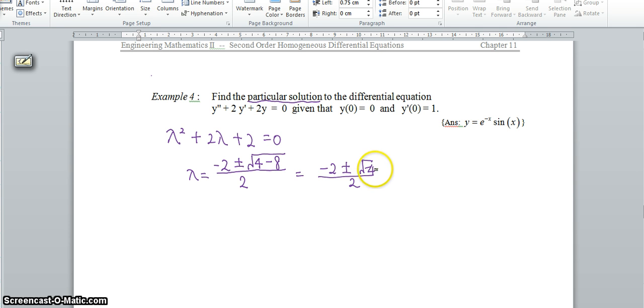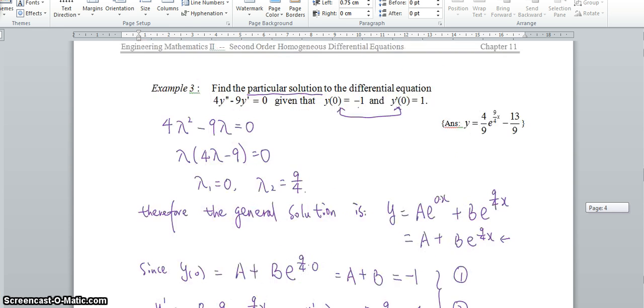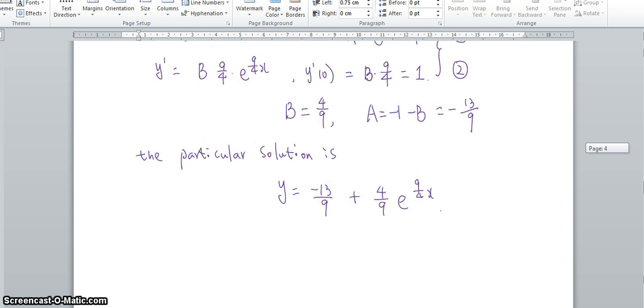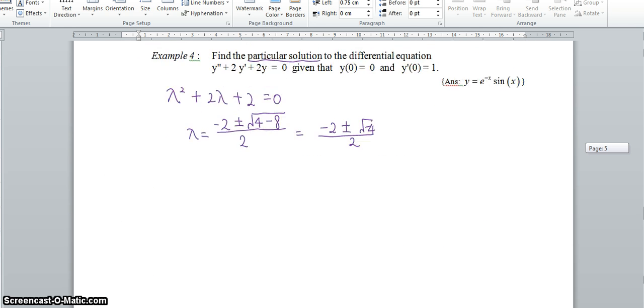Well, you see a negative value here, so I hope this reminds you that we are actually dealing with case 3, complex roots, because b squared minus 4ac is less than 0. So we need to find the value of lambda in the form of alpha plus or minus beta j. Okay, let's move on.